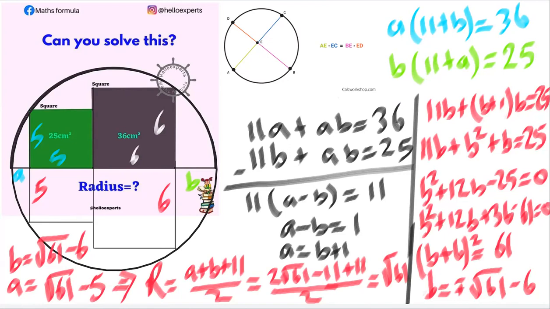Now the question asks, what is the radius? Radius is half of the diameter. Diameter is a plus 11 plus b. So (a plus b plus 11) divided by 2 will be the radius. So a and b we have here. If we substitute, we will get (2 root 61 minus 11 plus 11) divided by 2. So the 11's cancel, and 2 root 61 divided by 2, the 2's cancel. So we got root 61 as the radius.